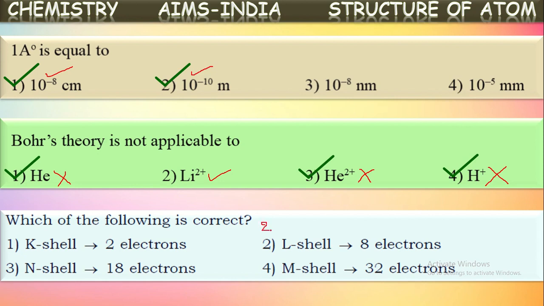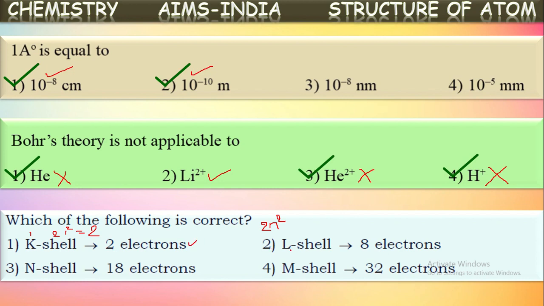The formula is 2n square. It is the formula from which we can know the maximum number of electrons that can be accommodated in an orbit, where n represents the number of the orbit. If you see the first shell, that is the K shell, n value is 1. We substitute 1 in the place of n in 2n square, it becomes 2 into 1 square. What does it become in total? 2 into 1, that is 2 electrons. So it is correct. K shell can accommodate a maximum of 2 electrons.